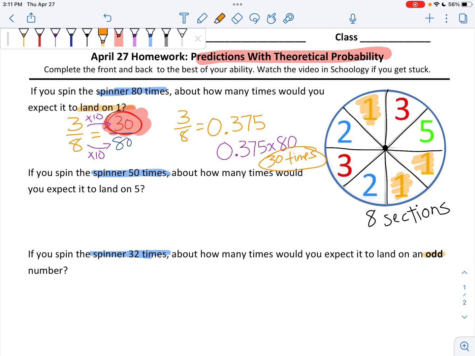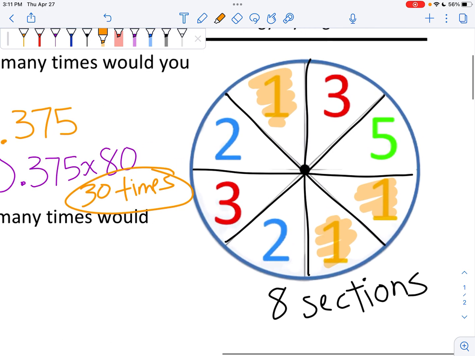I'm also asking about an odd number, right? So if you're looking at the odd number, it's not just how many odd numbers are there, but how many sections have odd numbers. How many out of the 8? Right? Give it your best shot.